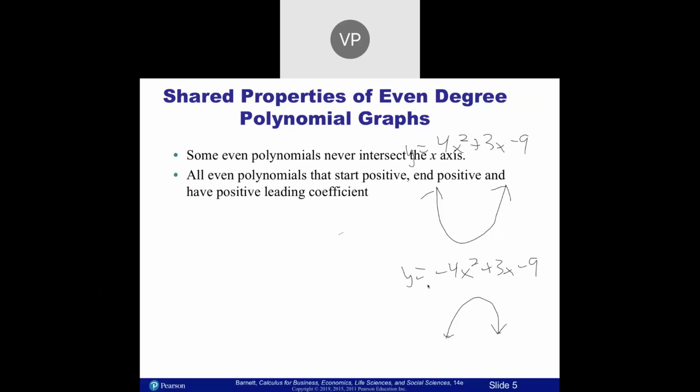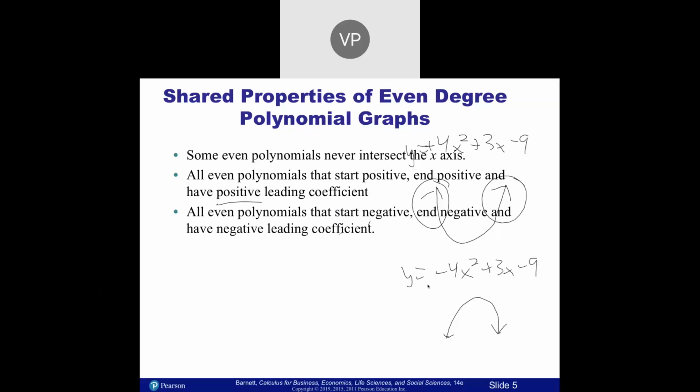So even polynomials that start positive. Remember we talk about this front number right here? If this is a positive 4, it starts positive and ends positive when it has a positive leading coefficient. Starts positive way up here and it ends way up here. If it has a negative leading coefficient, it starts negative and ends negative. And this doesn't matter if you're dealing with a power of 4 or 6 or 8.